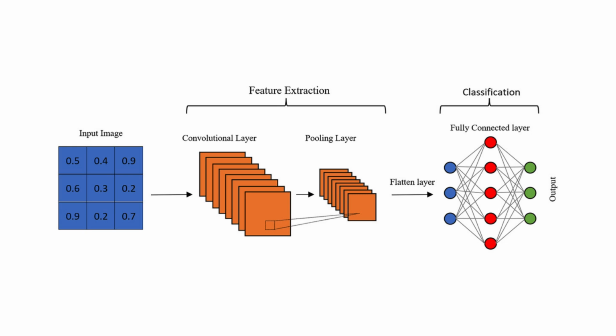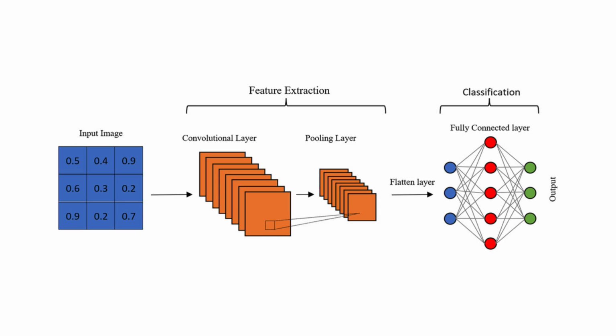Today, CNNs are everywhere. They power face recognition on your phone, self-driving cars that see the road, medical imaging systems that detect tumors, and even robots that navigate the world. They've become the eyes of artificial intelligence, teaching machines not just to calculate, but to truly perceive and understand.